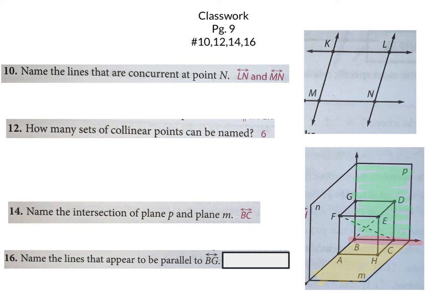So name lines that appear to be parallel to BG. All right, so you first want to find BG, and then you want to find a line that appears to be, and they say appear because you haven't been told that it is. So if I have line BG, they want a line that appears to be parallel, and so you need to remember the term parallel. And there are several that you could have written down.